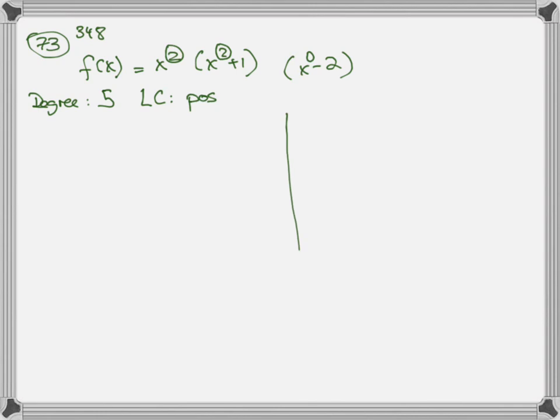So what do we know about the end behavior of a degree that is 5 and the leading coefficient is positive? That is something you have to memorize. I can't stress it enough. It's going up. Up would be even. The 5 is an odd number.